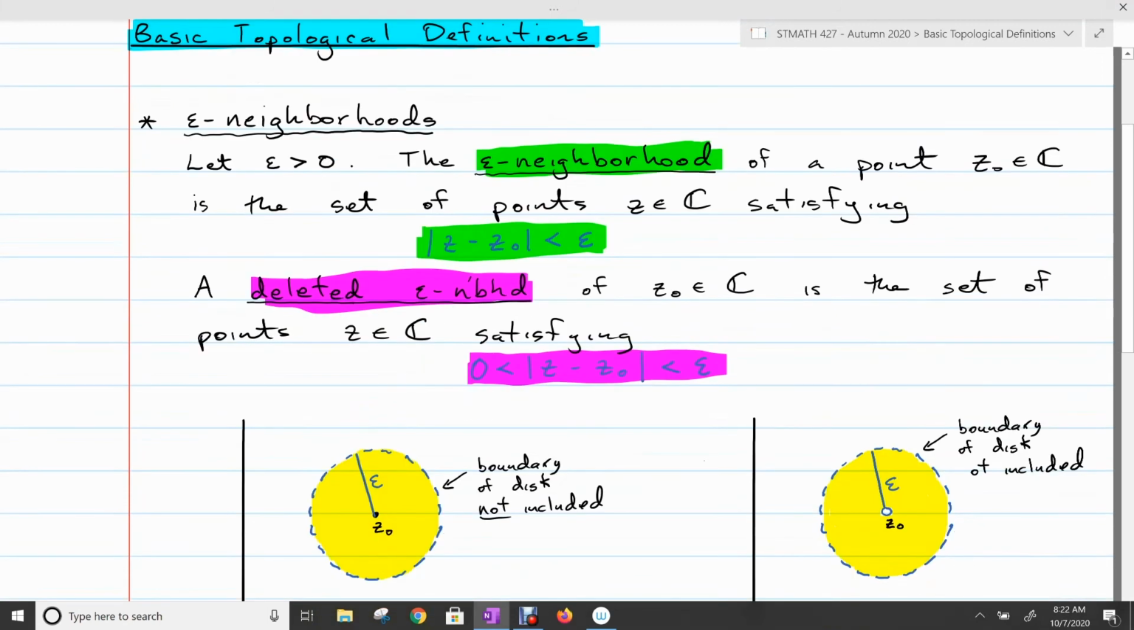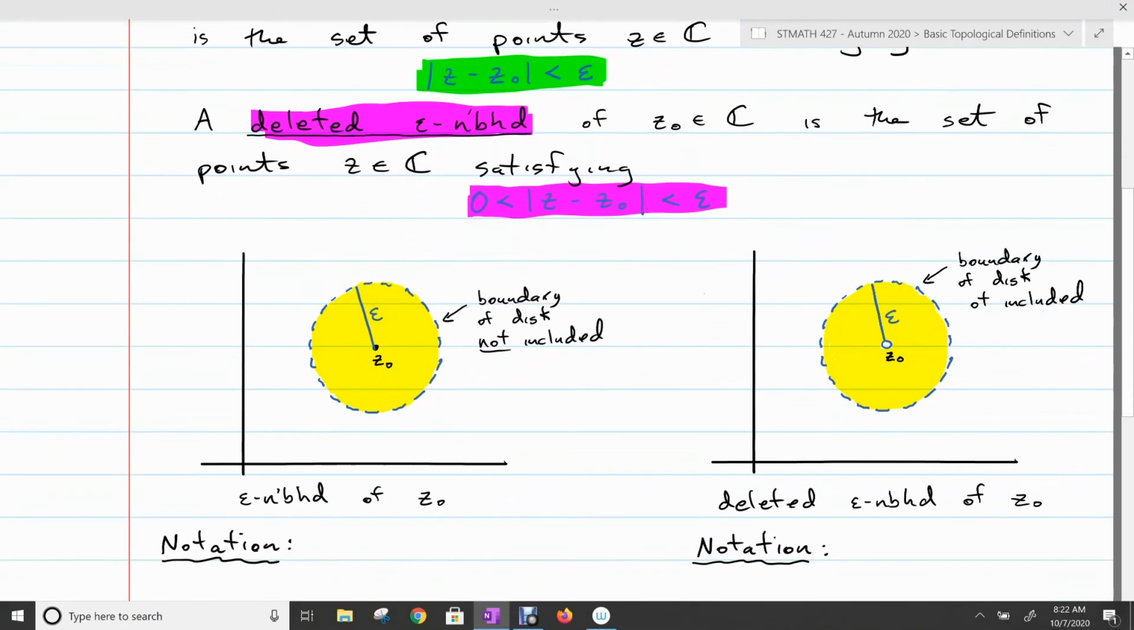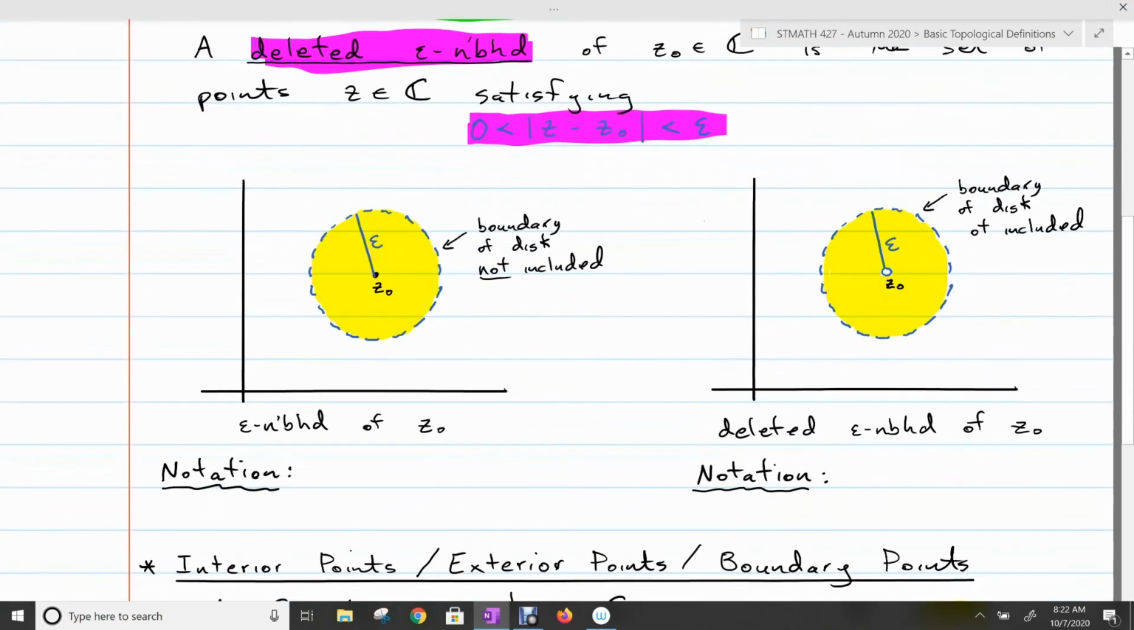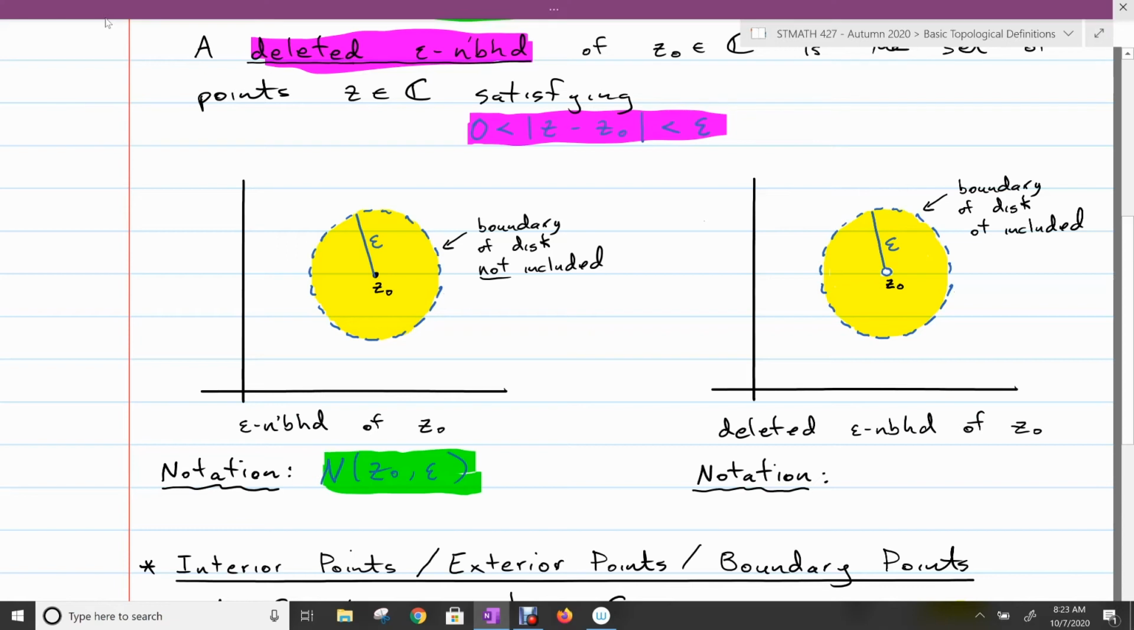And of course, here are the pictures of the two concepts. On the left, there's an epsilon neighborhood, so it's just a circular disk centered at z0, radius epsilon, and notice the dotted line along the boundary indicates that the boundary is not included as part of that region. And we have a little notation for the epsilon neighborhood. I'm going to indicate it by N in parentheses z0, comma epsilon.